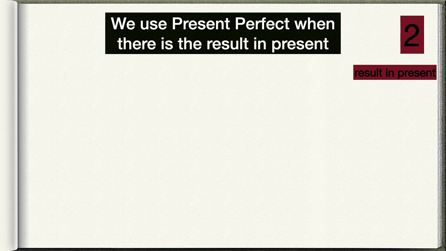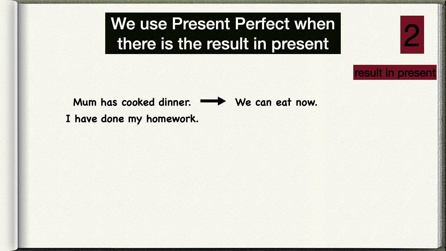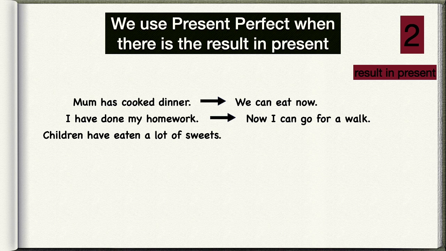Number 2. We use present perfect if there is a result in the present. Mom has cooked dinner. The result? We can eat it now. I have done my homework. The result? I can go for a walk now. Children have eaten a lot of sweets. The result? They have a stomachache.